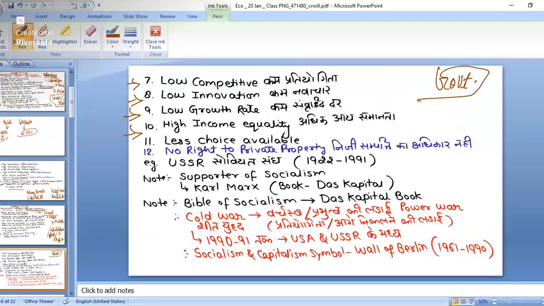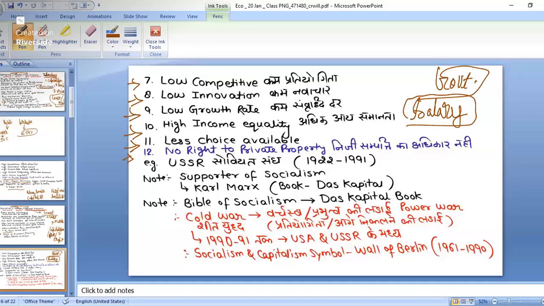Then high income equality will be there. It means that even a person who is richer, if they are working somewhere in government companies, will be getting the same salary as the other person. So here we have income equality. Then here we will have less choice available, meaning whatever the government provides, that only we should have. So here less choices are available. Then here there is no right to private property.